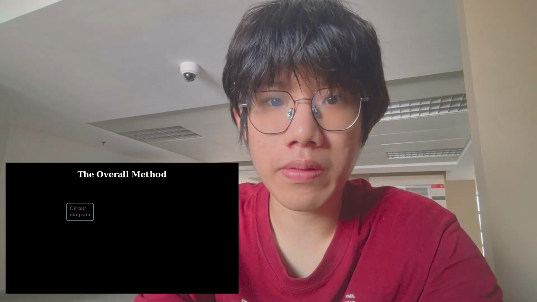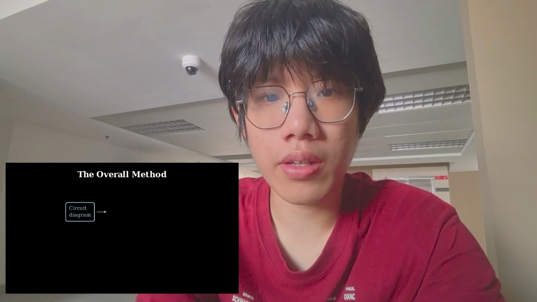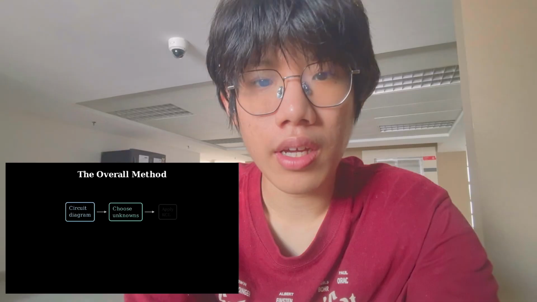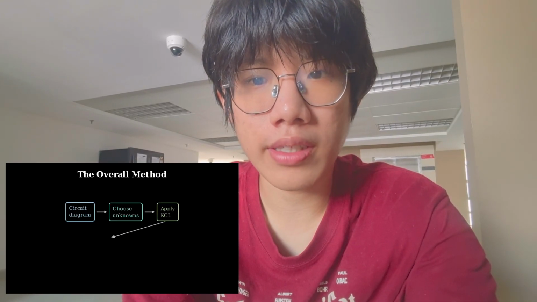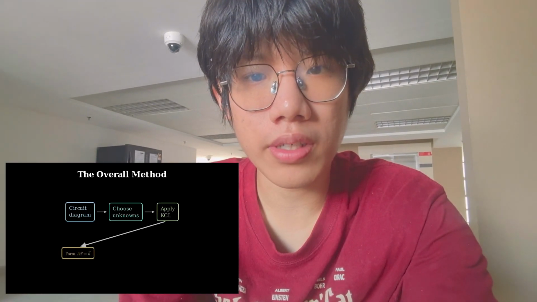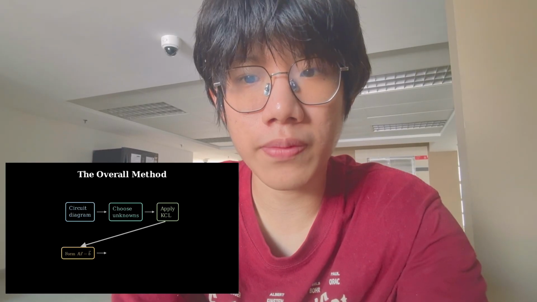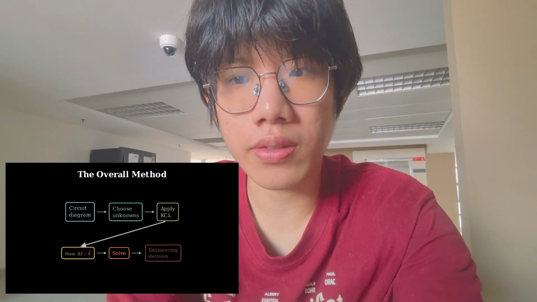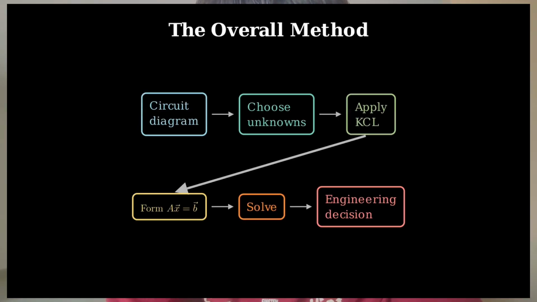The process has 5 steps. First, choose the unknown nodes. Second, apply KCL at each unknown node. Third, use Ohm's law to express branch currents. Fourth, arrange the equations into matrix form. Finally, solve the matrix equation and interpret the result as an engineering decision. This connects the circuit problem to linear algebra directly.